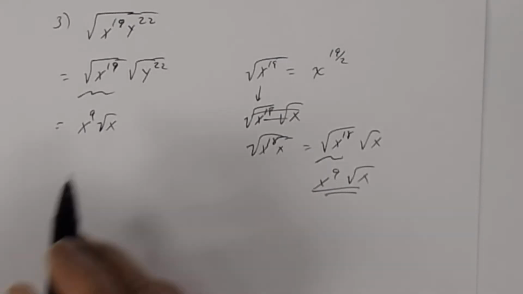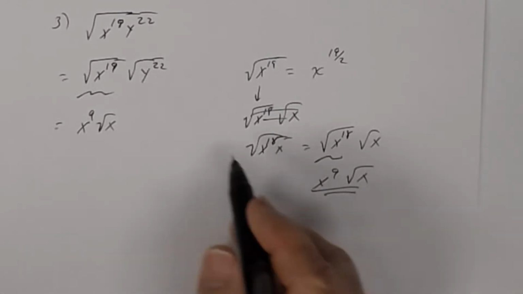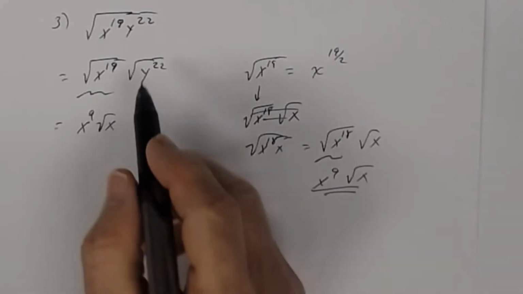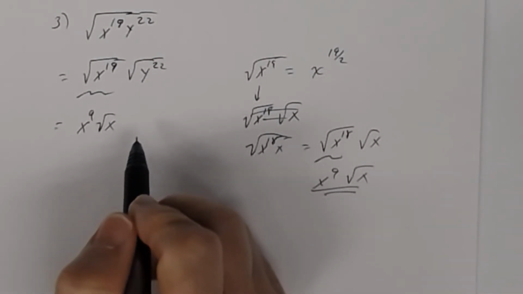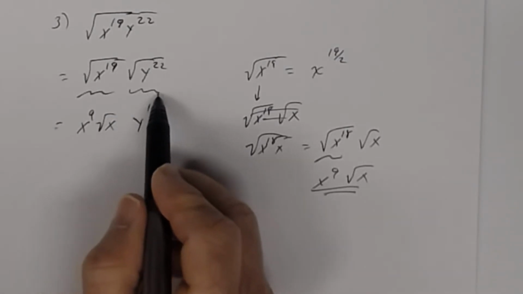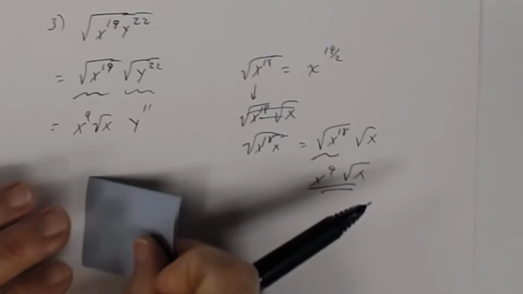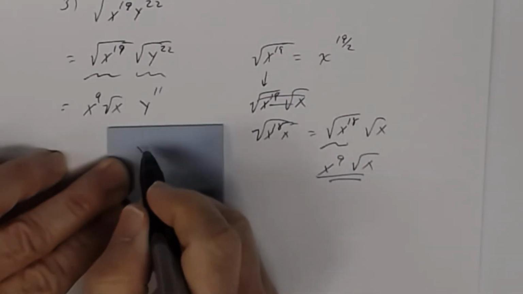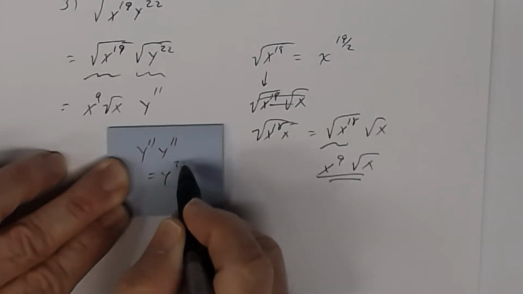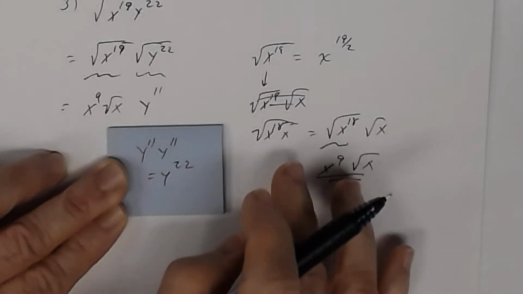Now let's talk about the square root of y to the 22nd. That's a nice one though, right? There's really nothing to do for that one, y'all agree? 22 divided by 2 is what? 11. So that becomes y to the 11th. It makes sense because y to the 11th times y to the 11th, when you multiply like bases, you add exponents, that's y to the 22nd, which is what we needed the radicand to be.